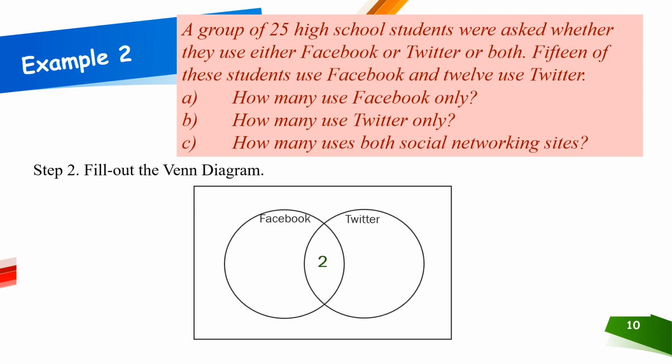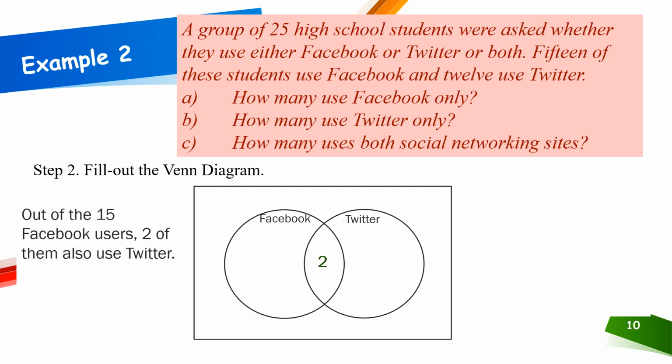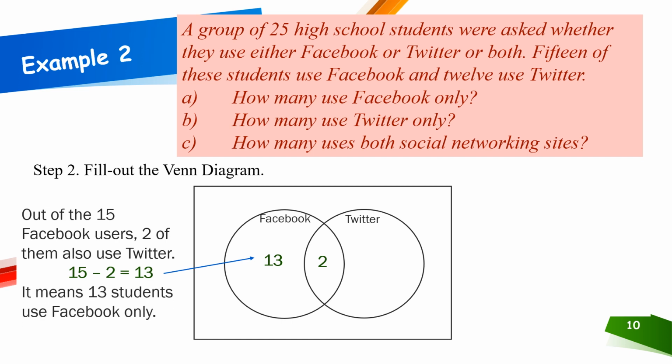The 2 circles represent set F for Facebook and set T for Twitter. Tingnan natin ang nasa set Facebook. So there are 15 students who use Facebook. Dalawa doon gumagamit din ng Twitter. Therefore, 15 minus 2 is equal to 13. It means 13 students use Facebook only.